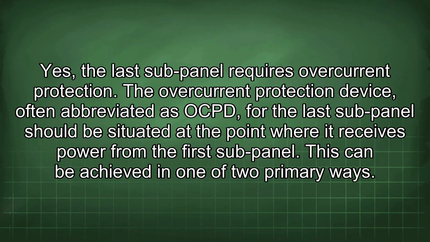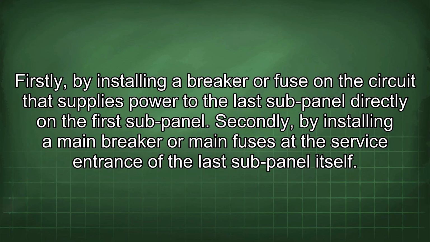Yes, the last sub-panel requires overcurrent protection. The overcurrent protection device, often abbreviated as OCPD, for the last sub-panel should be situated at the point where it receives power from the first sub-panel. This can be achieved in one of two primary ways. Firstly, by installing a breaker or fuse on the circuit that supplies power to the last sub-panel directly on the first sub-panel. Secondly, by installing a main breaker or main fuses at the service entrance of the last sub-panel itself.